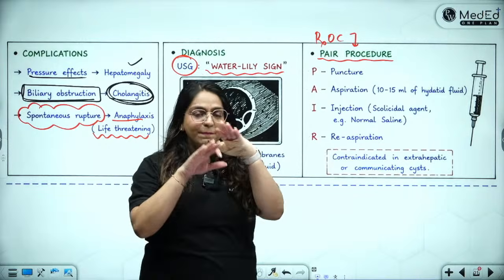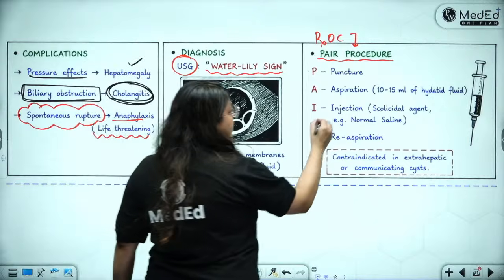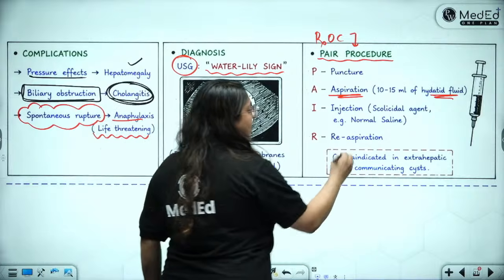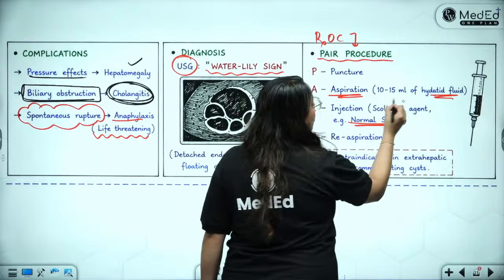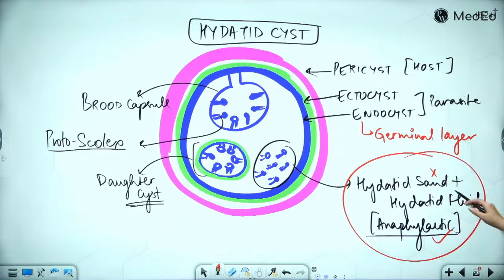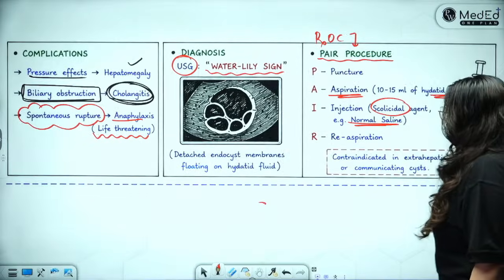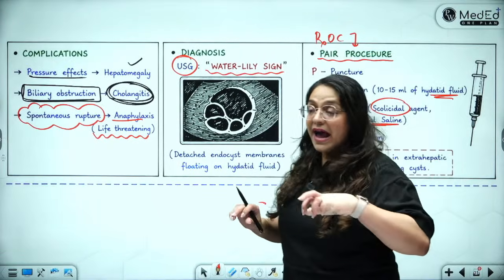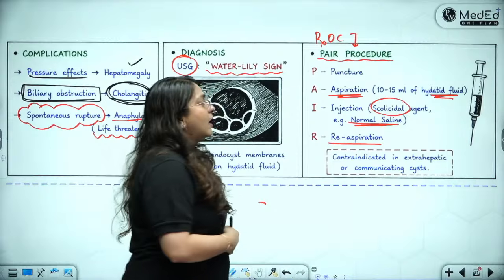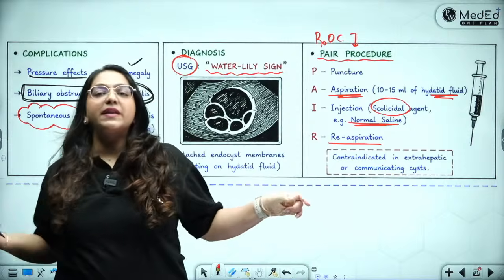So you simply go percutaneously, and you just puncture the cyst a little bit. Then you aspirate out around 10 to 15 ml of hydatid fluid. Then you inject back normal saline, because normal saline is scolicidal. So all of this hydatid sand is going to die because of normal saline. It is going to kill these protoscolices inside, right? So it is scolicidal. And now when all the anaphylactic things are dead, you aspirate it nicely. You now totally re-aspirate it outside. So first you puncture, then you aspirate, then you inject the poison, and then you re-aspirate everything outside.